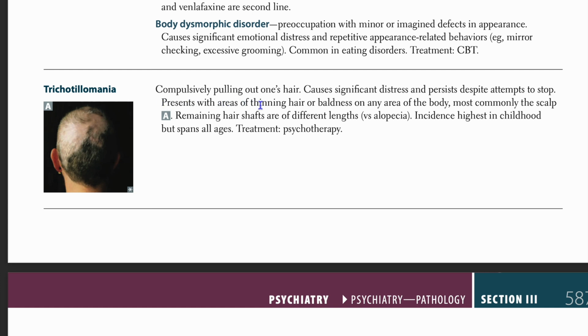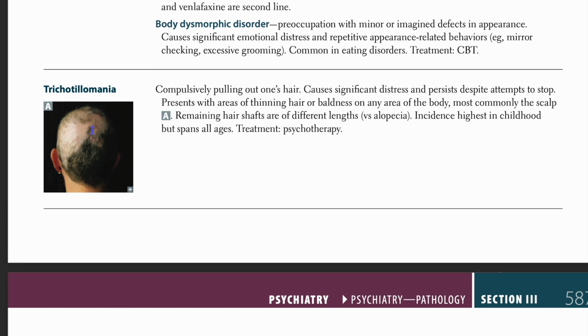It presents with an area of thinning hair or baldness on any area of the body, most commonly the scalp. Remaining hair shafts are of different lengths, versus alopecia. Incidence is highest in childhood, but spans all ages. Treatment is psychotherapy.